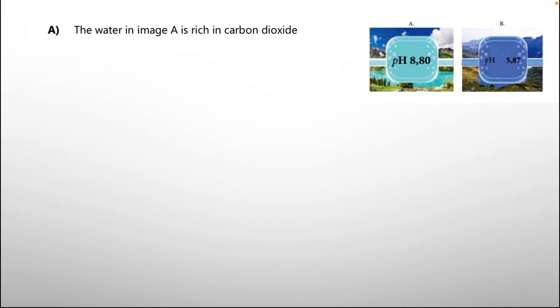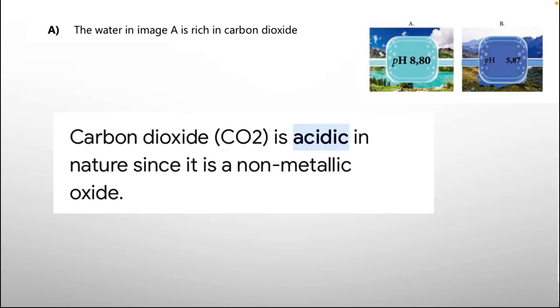Option number A. The water in image A is rich in carbon dioxide. Carbon dioxide is acidic in nature since it is a non-metallic oxide. So this one is incorrect, because a pH lower than 7 must be containing carbon dioxide, not a pH above 7. So this option is incorrect.